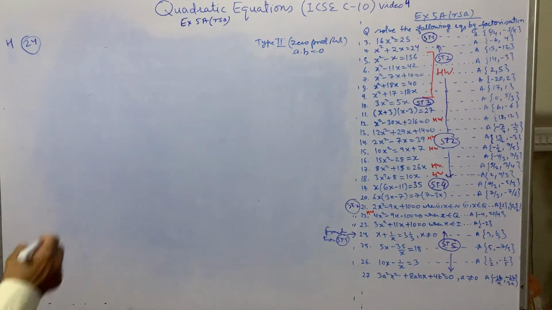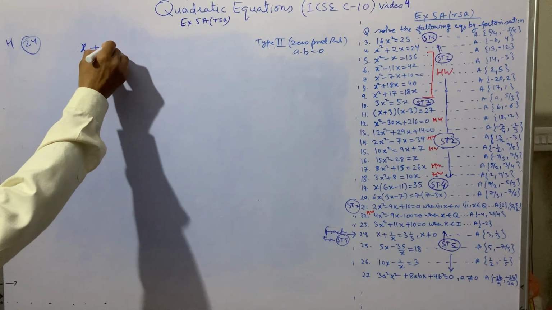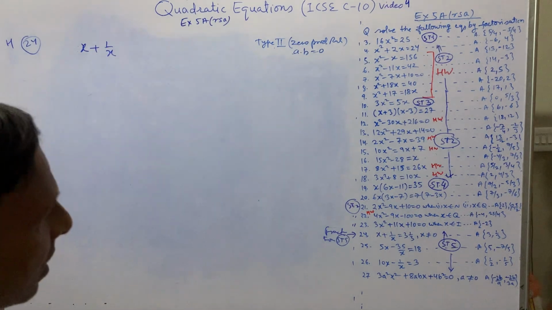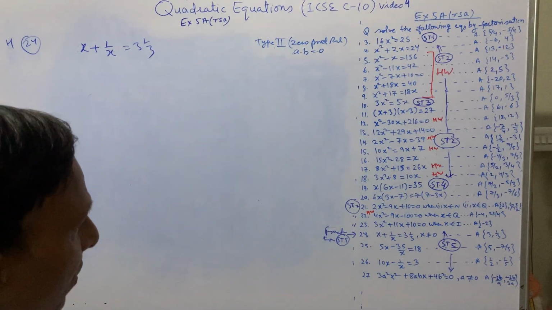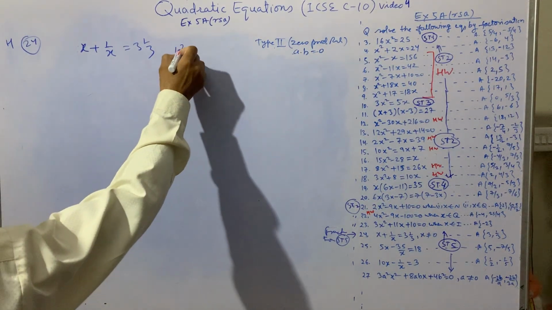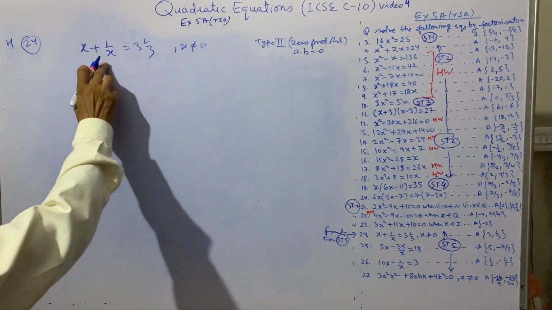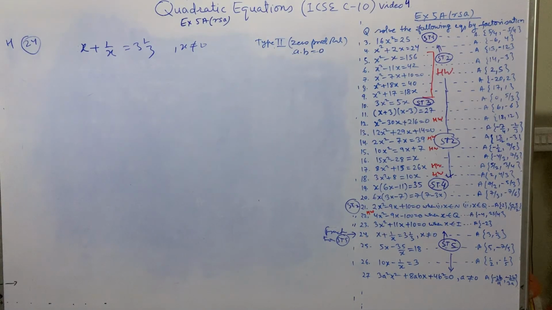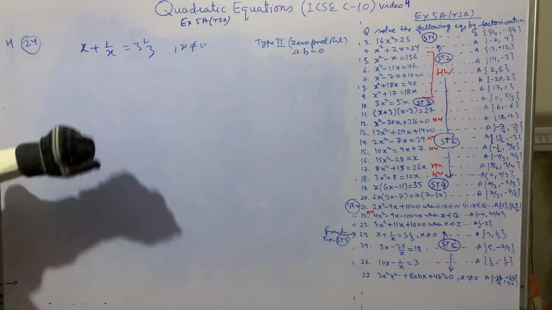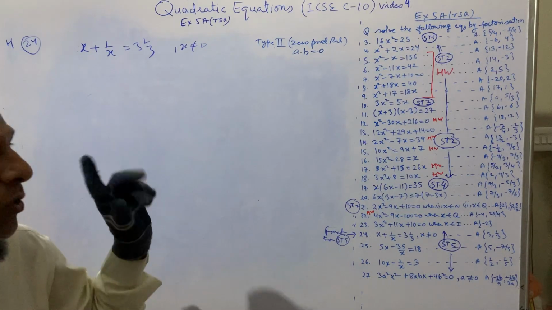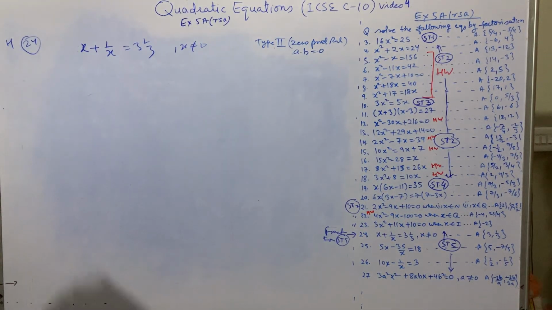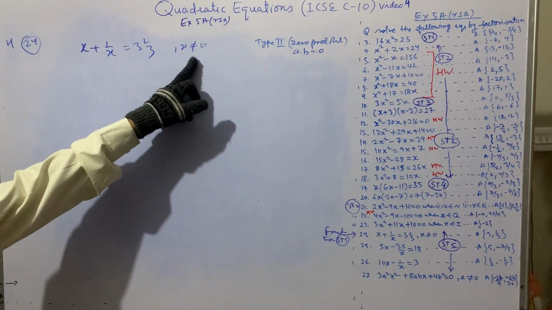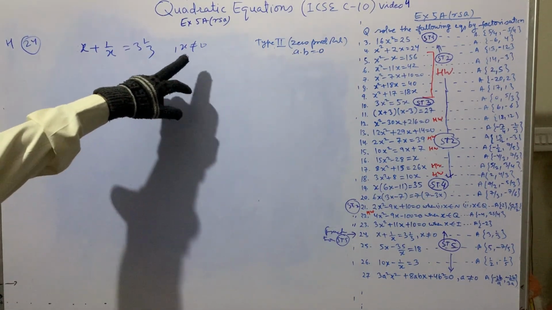24 देखो, 24 में क्या देगा, x प्लस 1 अपॉन एक्स इज इक्वल टू 3 1 अपॉन 3, ये दिया हुआ है 24 में. और x शुड नॉट बी इक्वल टू 0, ये x 0 हो जाएगा तो ये फिर डिटरमिन नहीं पाएगा ना, we won't be able to determine it. डिटरमिन होता है, डिटरमिन इंग्लिश. तो क्या होता है, x प्लस 1 अपॉन एक्स, so we would not be able to determine when x is equal to 0.